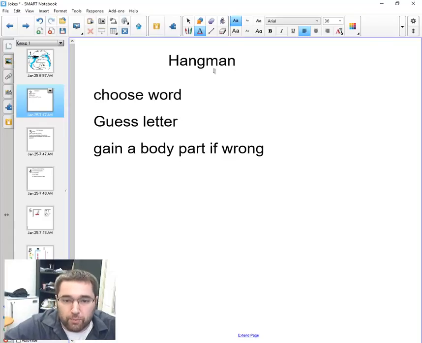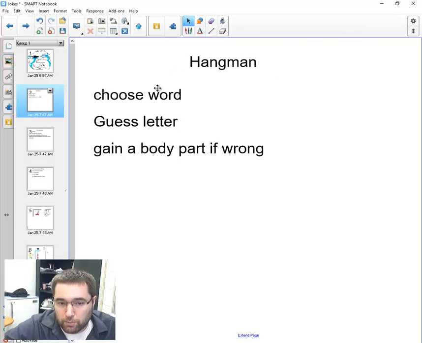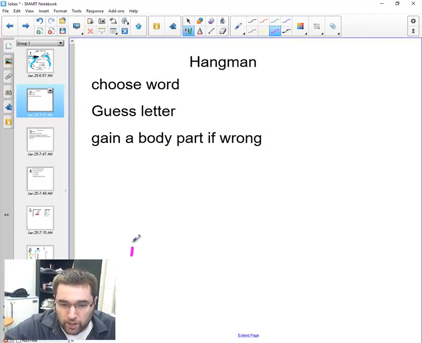Hello class, today what we're going to be doing is Evil Hangman. So the first thing I need to go over is Hangman. What's Hangman? The game you play is you have a little thing right here and you have a person that hangs there and you guess the word.